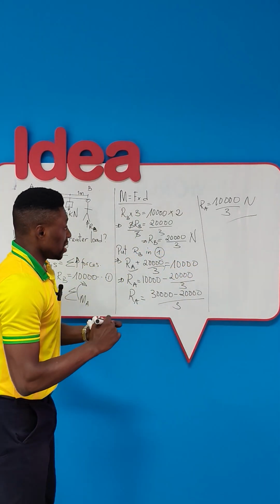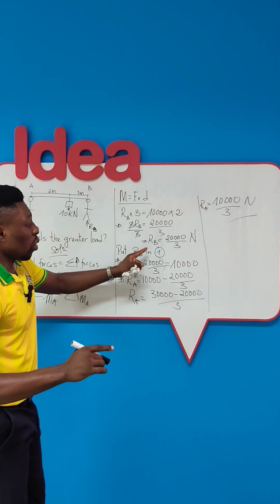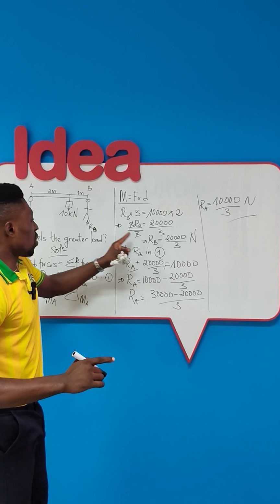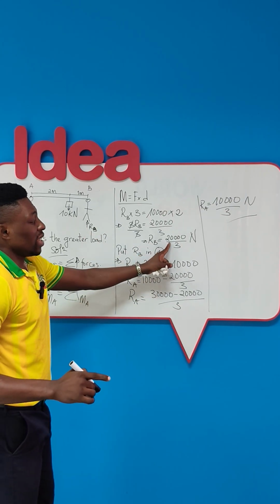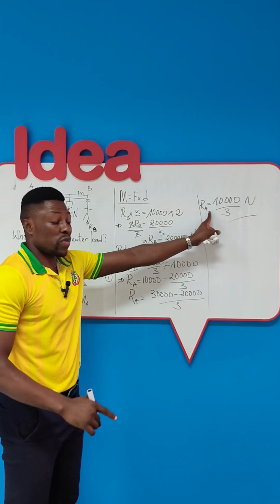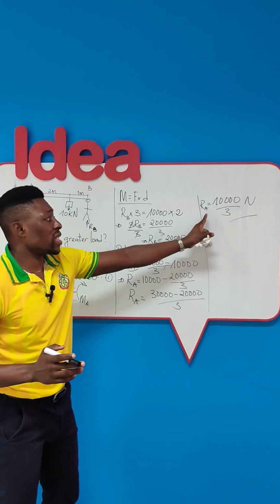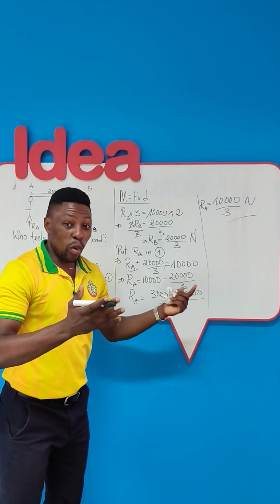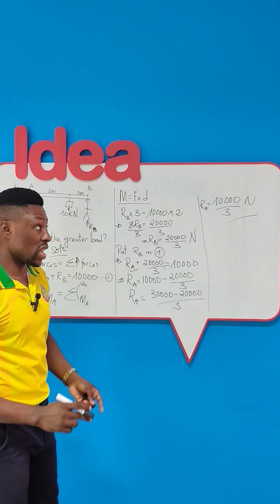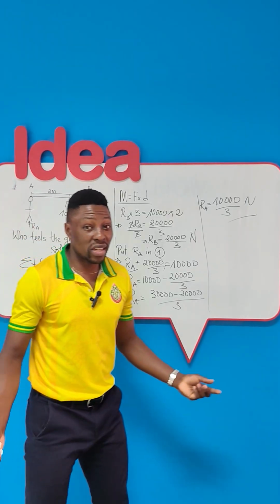So clearly we can see that the reaction force on worker B is way greater than the reaction force on worker A. In fact, critically looking at it, this is twice this. Therefore, we have confirmed and we can say with certainty that worker B feels the greater load.